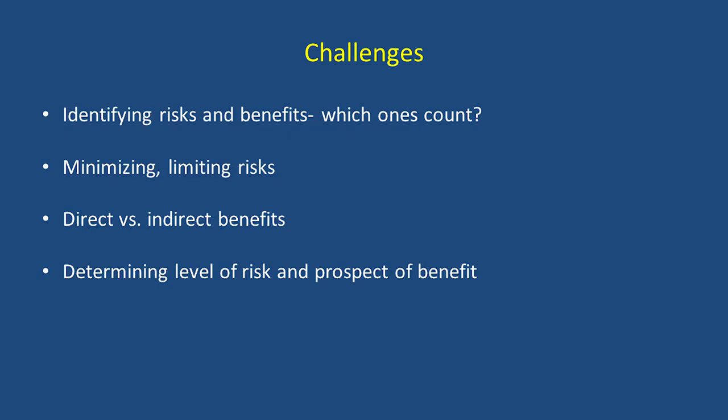Lots of interesting challenges in figuring out the risk-benefit ratio of any particular project. One is identifying the risks. What are the appropriate risks that should be counted in evaluating risks and benefits in a research study? And then how do we go about minimizing or limiting them? There's lots of literature on this, and lots of great examples. I'll give you one example, and it comes down to this question of direct versus indirect benefits.